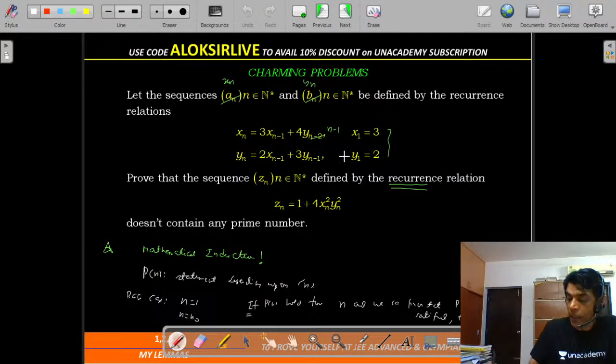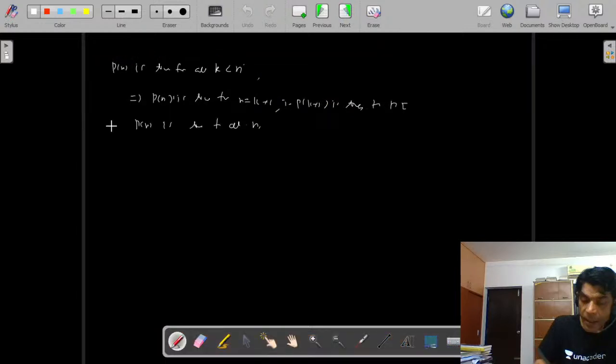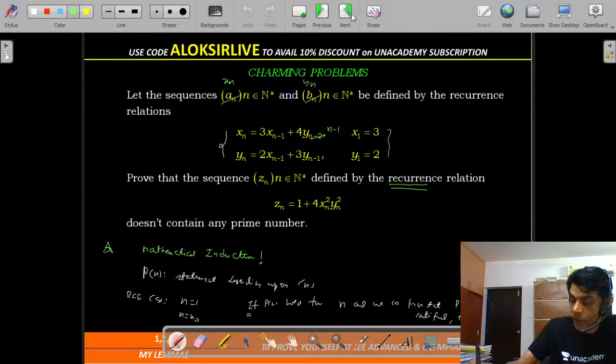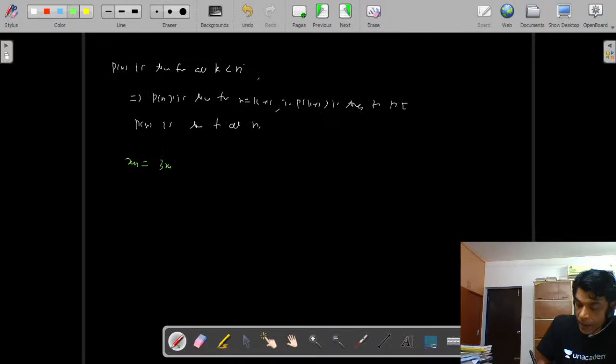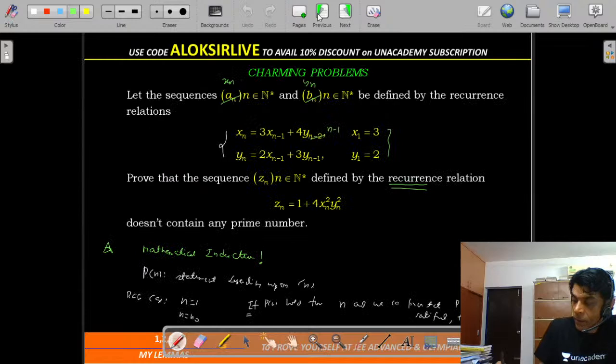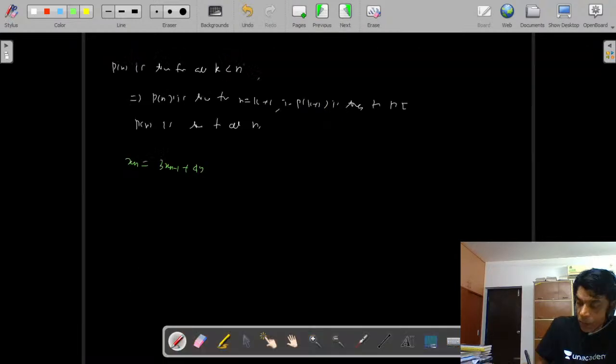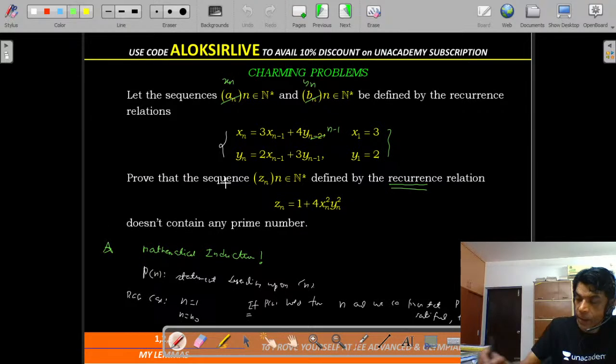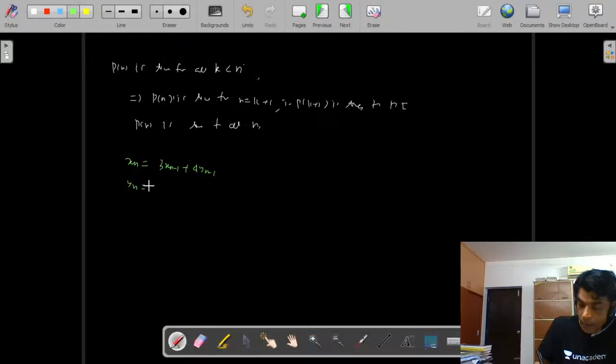Now see, here I will claim something. My claim. Let me write xn first. It's a very tricky problem. Very tricky. So xn by induction, I just briefly told for the benefit of viewers. xn is 3 xn minus 1 plus 4 yn minus 1, and yn is 2 xn minus 1 plus 3 yn minus 1, right? This is xn and yn. Now my claim is this.